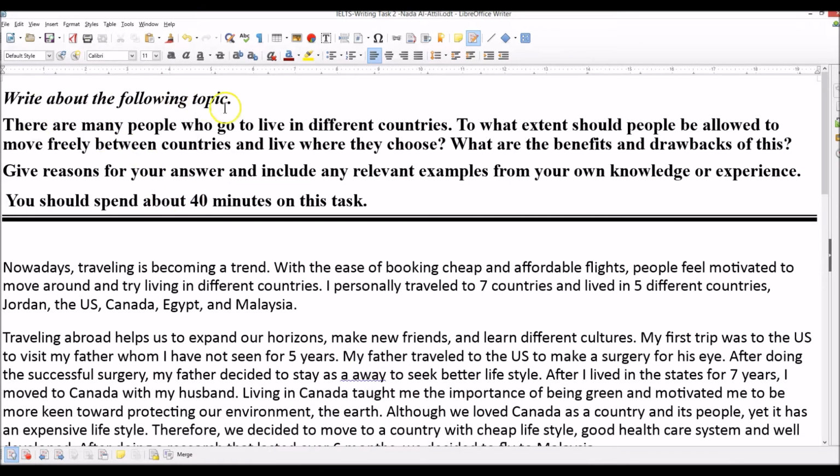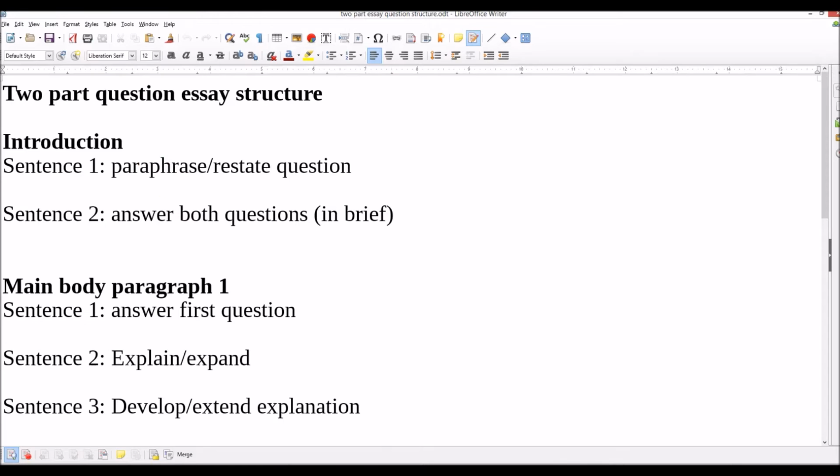So write about the following topic: there are many people who go to live in different countries. To what extent should people be allowed to move freely between countries and live where they choose? That's question 1, so that's what we should address in paragraph 2. What are the benefits and drawbacks of this? This is what we should be tackling in paragraph number 3. So the first part is basically the context. That's not the actual question. We have to give reasons and examples, so to what extent, how far do we agree that people should be allowed to move between countries and live where they choose? And then the second thing, what are the advantages and disadvantages, what are the benefits and the drawbacks of allowing people to move freely? Okay, so that introduction then, the structure: restate the topic, answer both questions in brief.